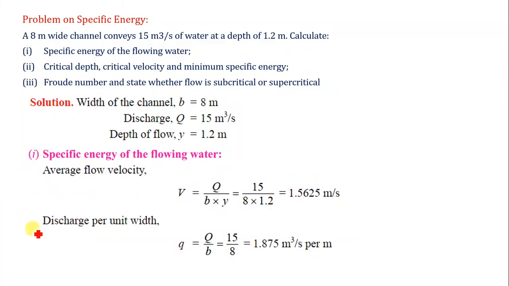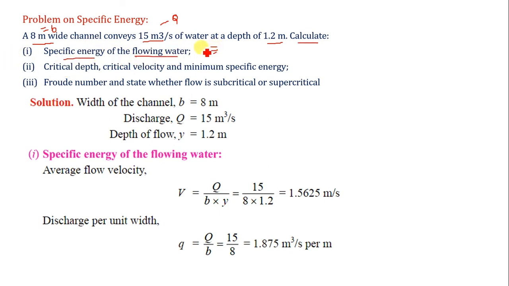So the first question here is, we have a channel. An 8 meter wide channel conveys 15 meter cube per second of water at a depth of 1.2 meter. So this is the discharge and this is the width B of the channel. It is a rectangular channel, as you can see. Isn't it? How can I say that? If it is a trapezoidal channel, it is going to have a side slope. Calculate the specific energy of the flowing water.